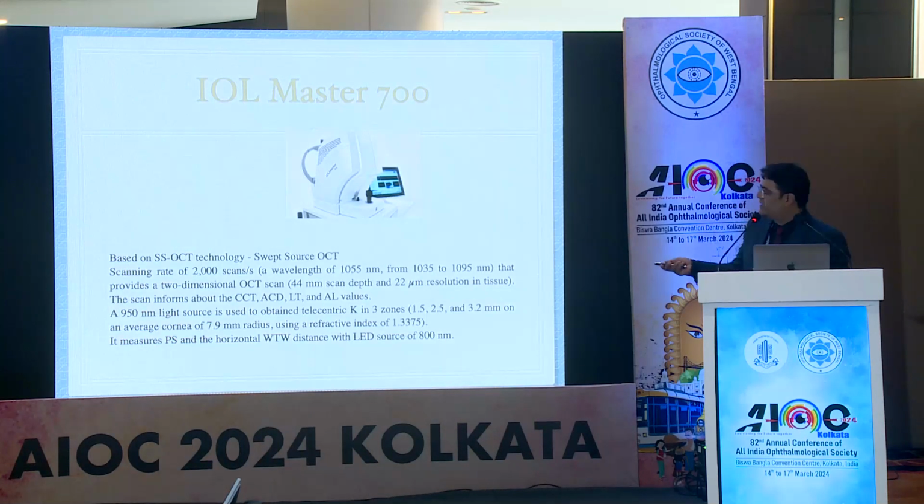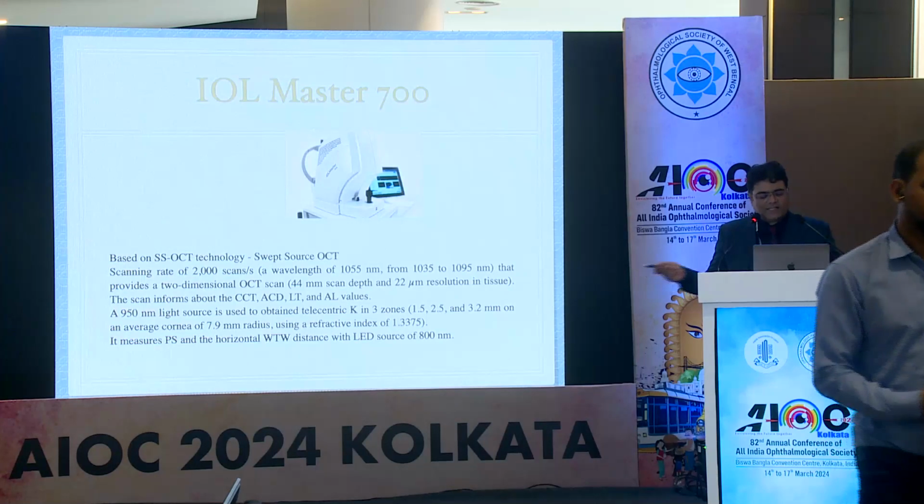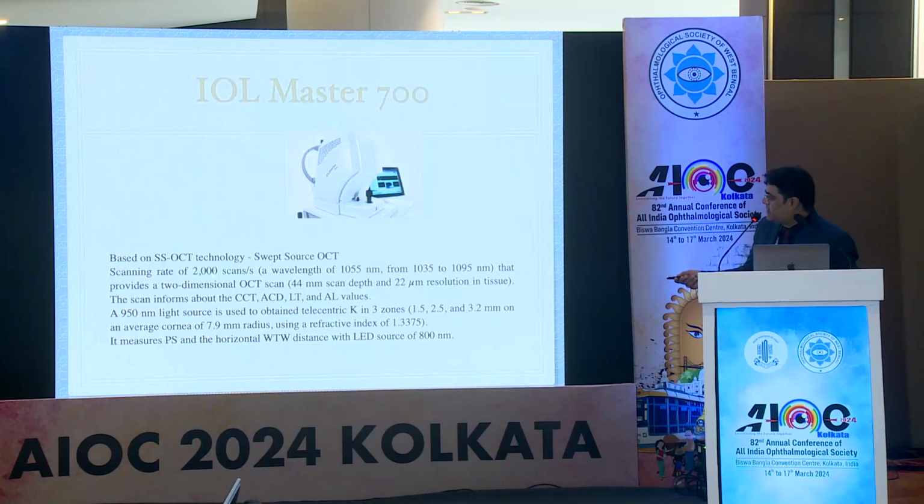Then came the newer generations of swept source OCTs, which we have now. We have the IOL Master 700, which is based on swept source OCT. Why is it called swept source? Because the wavelength varies from 1035 to 1095 nanometers. As I showed, in swept source this wavelength varies. It does scanning at a rate of 2000 scans per second.